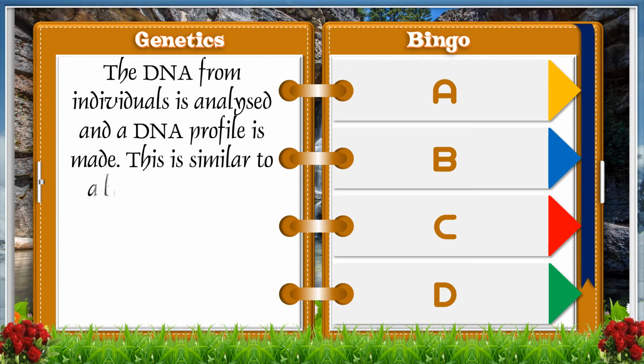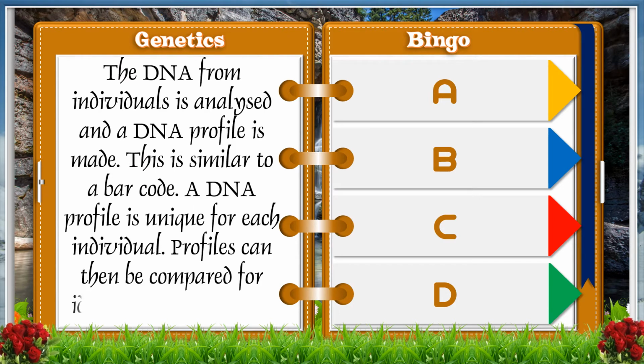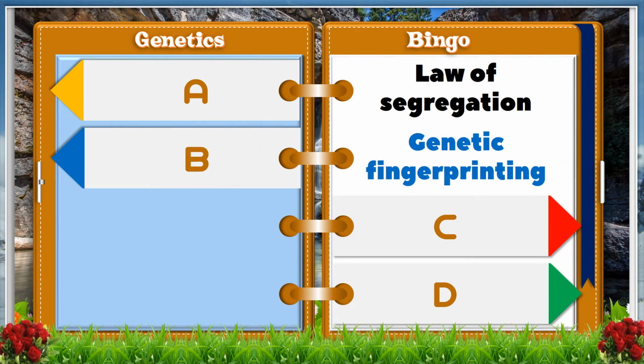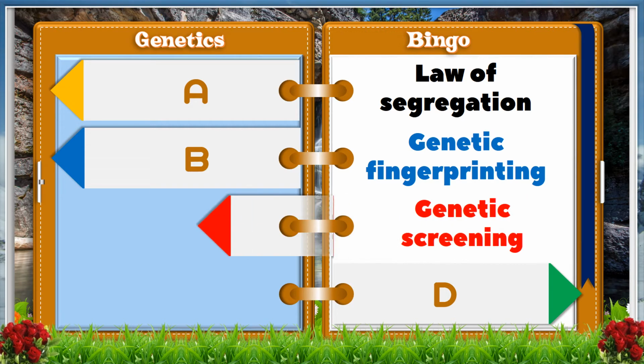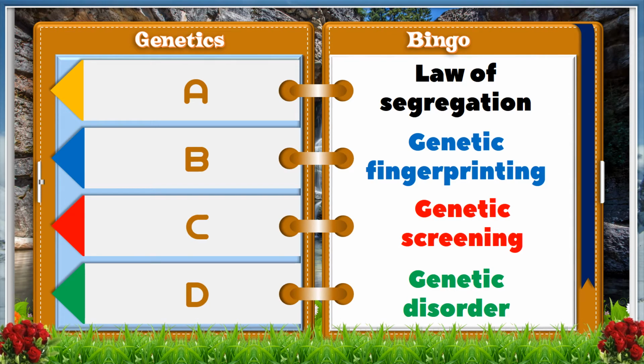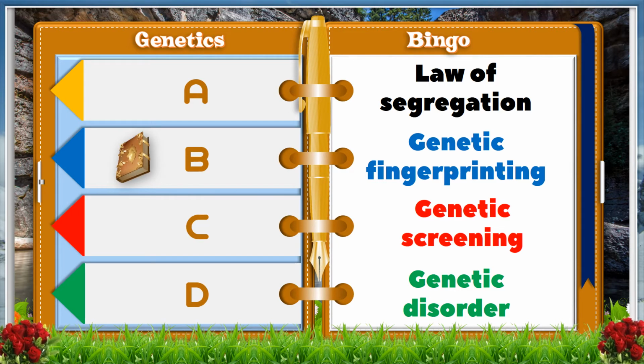The DNA from individuals is analyzed and a DNA profile is made. This is similar to a barcode. A DNA profile is unique for each individual. Profiles can then be compared for identification purposes. A. Law of segregation. B. Genetic fingerprinting. C. Genetic screening. D. Genetic disorder. And the answer is B. Genetic fingerprinting.